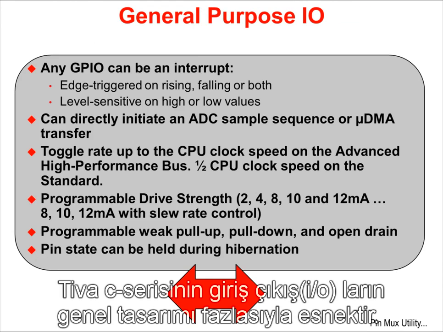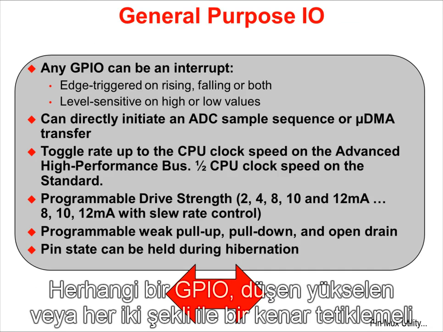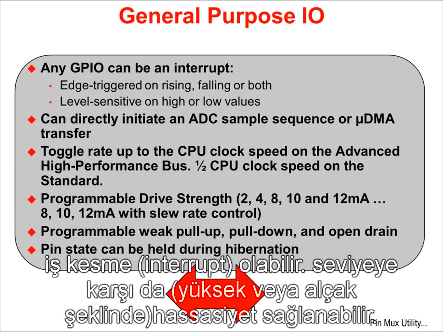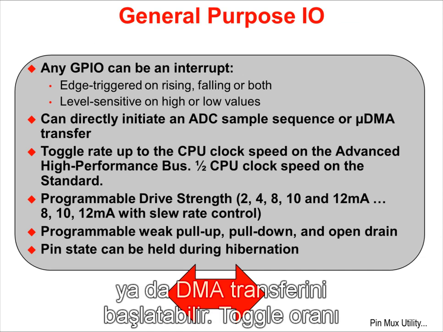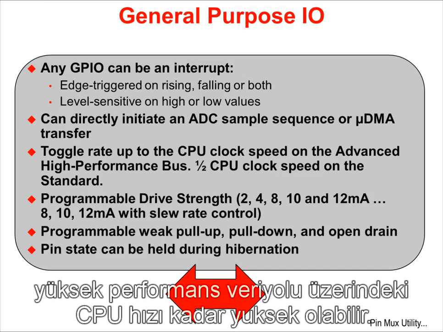Tiva C-Series General Purpose I/O is extremely flexible. Any GPIO can be an interrupt, edge triggered on rising, falling, or both. It can be level sensitive to high or low values. Any GPIO can directly initiate an ADC sample sequence or a DMA transfer. The toggle rate can be as high as the CPU clock speed on the advanced high-performance bus.